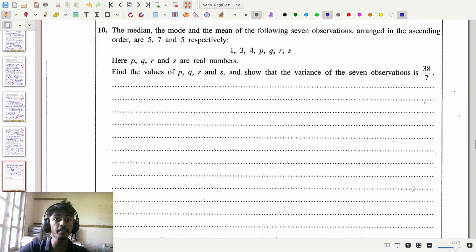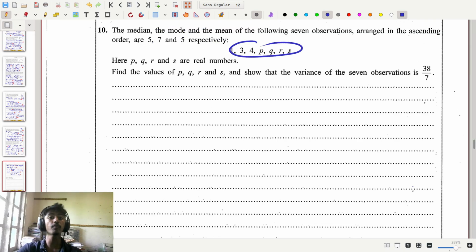2024 A-Level Combined Mathematics Paper 2 Part A question number 10. This question has to do with statistics. The question says, the median, the mode, and the mean of the following 7 observations, which are arranged in ascending order, are 5, 7, and 5 respectively. So the median is 5, the mode is 7, and the mean is 5.